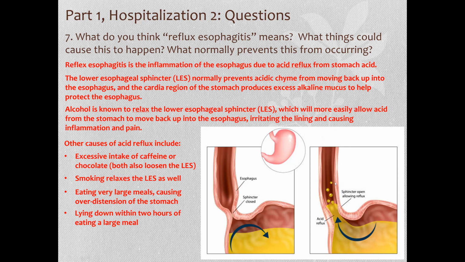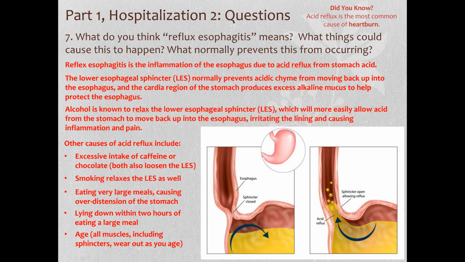And then lying down within 2 hours of eating a large meal puts pressure on the lower esophageal sphincter, because when you're lying down, you no longer have gravity pulling the chyme to the bottom of the stomach. So the chyme is more likely to go back upwards and put pressure on that lower esophageal sphincter.